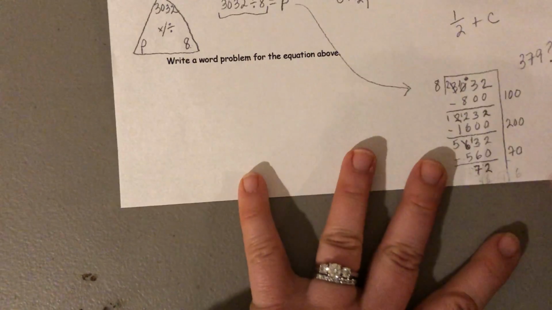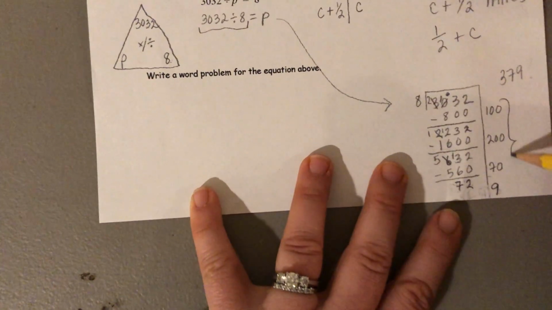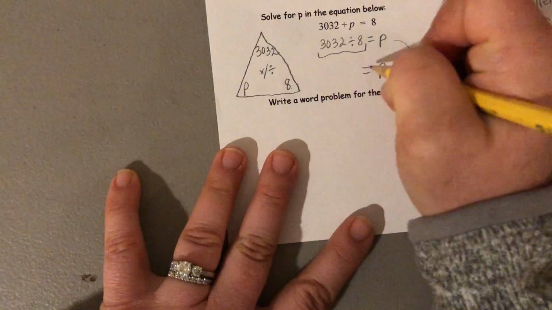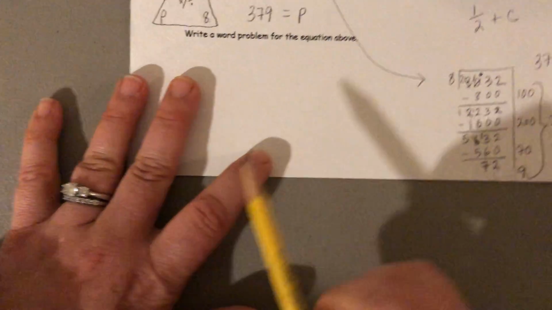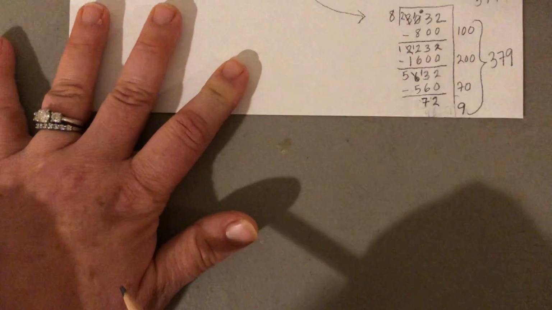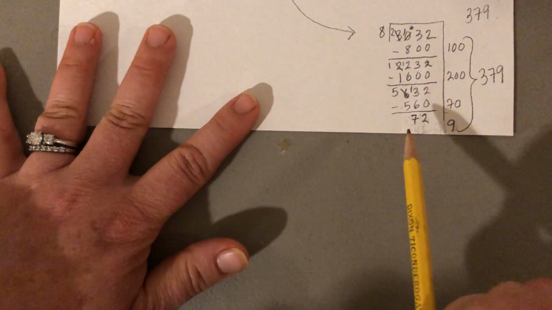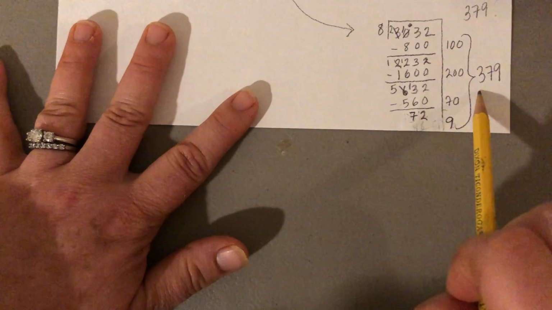72. And 8 goes into 72 9 times. So when I add these up, I get 379. So P equals 379. Okay. Oh, geez. All that was off camera, wasn't it? Sorry about that. So when I do this division, I get 379.